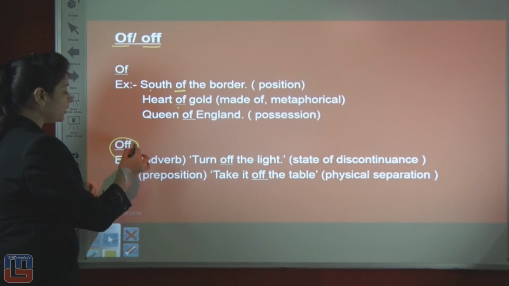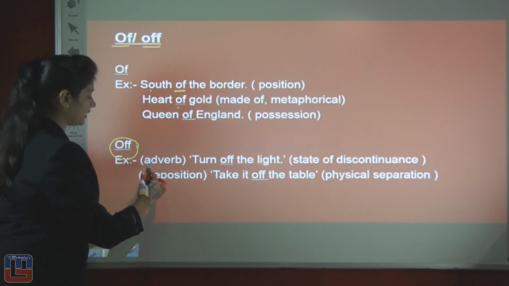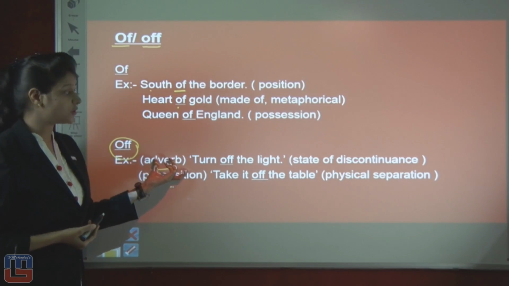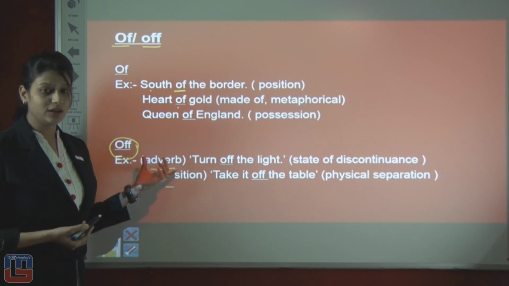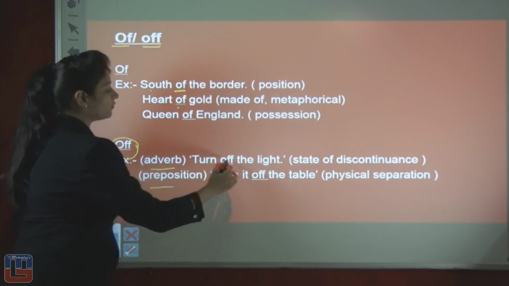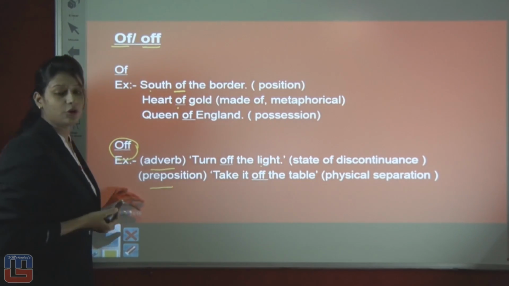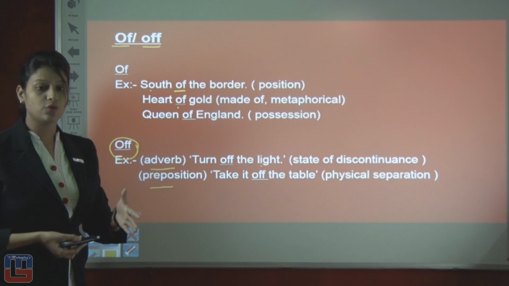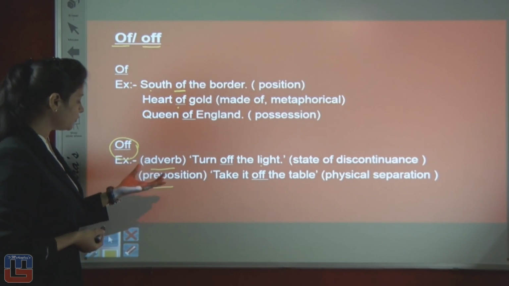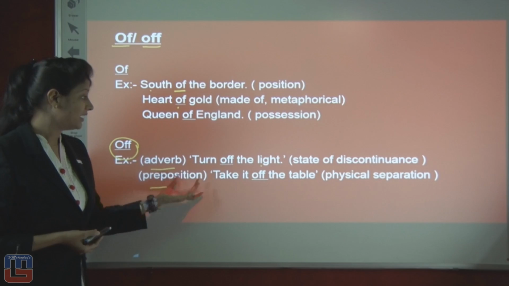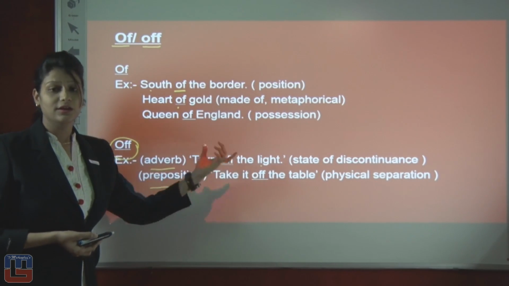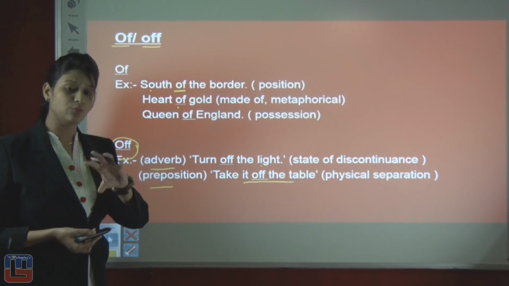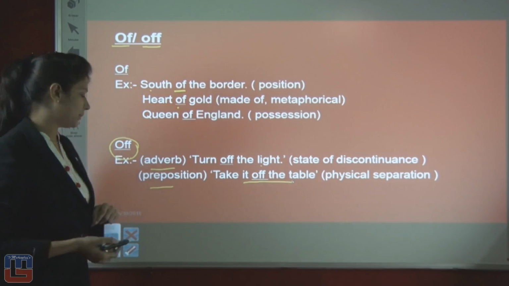Off, it can be used as two different parts of speech. One is adverb and the other one is preposition. When you use off as an adverb, it shows a state of discontinuance. When you discontinue some action, turn off the light. The lights were on. Now when you order or you command turn off the lights, it shows that the continuance should be broken. The continuation should be broken. Well, if you use it as a preposition, it says that take it off the table. Now the expression is of physical separation. Take something off somewhere is to remove it from there. That shows physical separation.